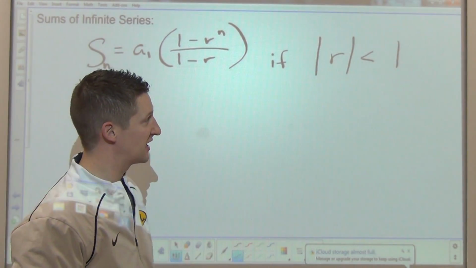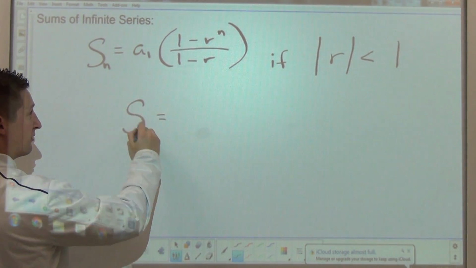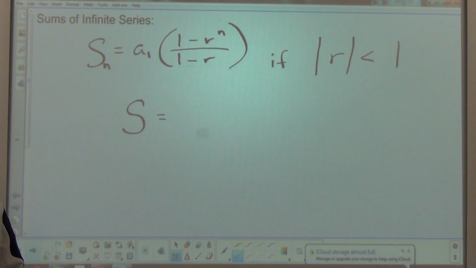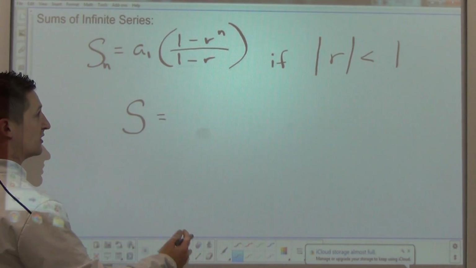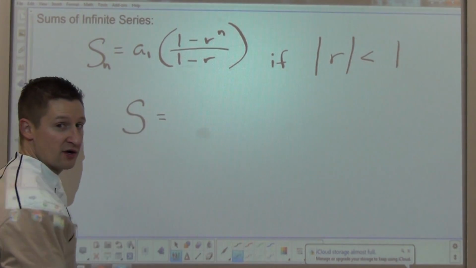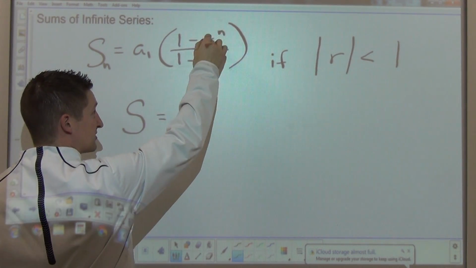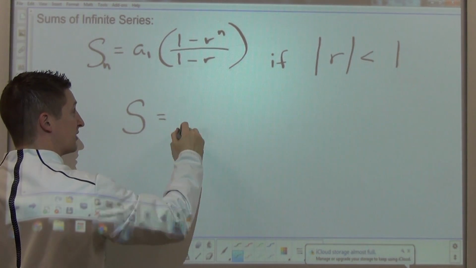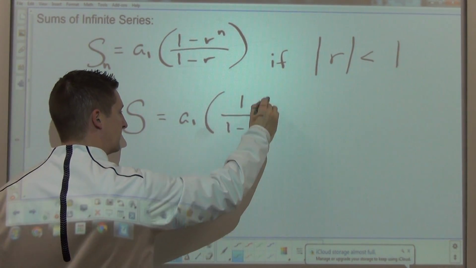So if this is the case, and I'm looking for the sum of an infinite geometric series, we're going to go ahead and replace s sub n with just s, because now it's not necessarily n terms, it's an infinite number of terms. Geometric with a ratio whose absolute value is less than 1. So 1 minus this expression, which will turn into 0, so 1 minus 0 is 1. So really I've got a sub 1 times 1 over 1 minus r.